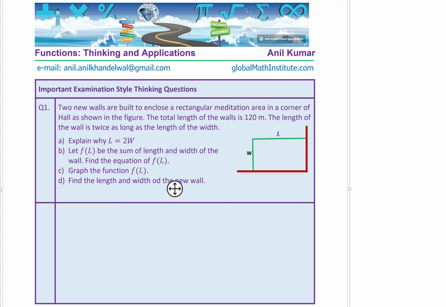The total length of the wall is 120 meters. So this total length of the wall is 120 meters, means length plus width, correct? So that gives you one equation. So we can write this as total length.